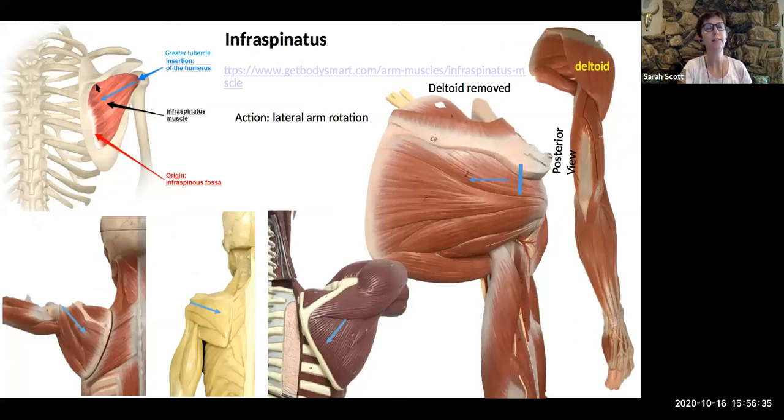Infraspinatus sits in a fossa or an indentation that's just inferior to the spine of the scapula. It too is going to cross over the shoulder joint and insert onto that greater tubercle of the humerus. So very similar insertion, okay? But this functions because of a different angle for lateral arm rotation. So if you take that humerus and roll it outward, that's going to get you lateral arm rotation.